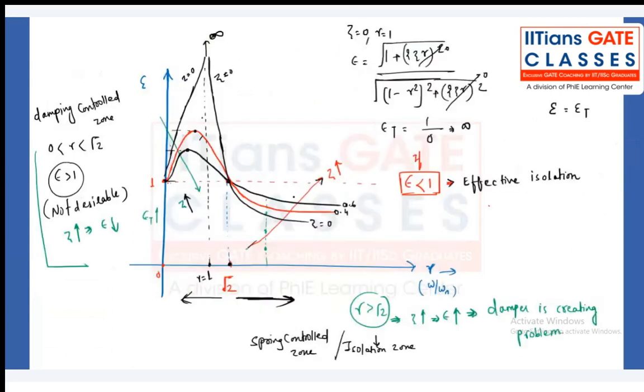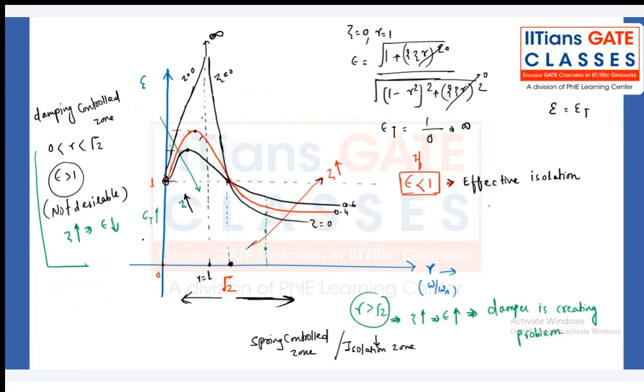Please make a note of this particular graph, then I will explain. Transmissibility versus R. I told you there are two times when the transmissibility will become 1: one at R equal to 0, and one when R is equal to root 2. And when R is equal to 1, obviously transmissibility will be equal to infinity. But look at the graph very carefully, my dear friend, at what you are observing.